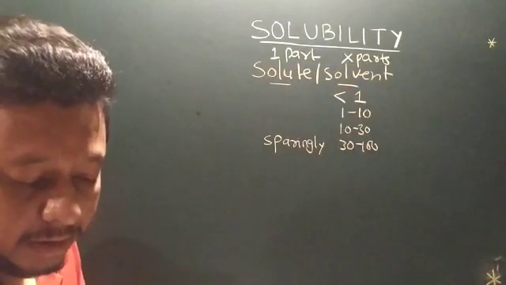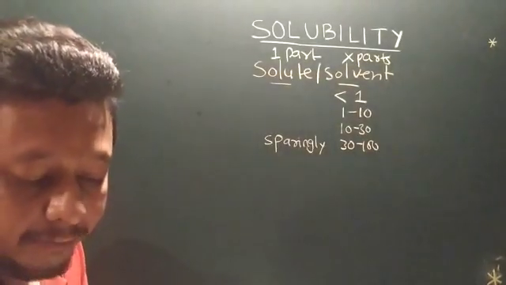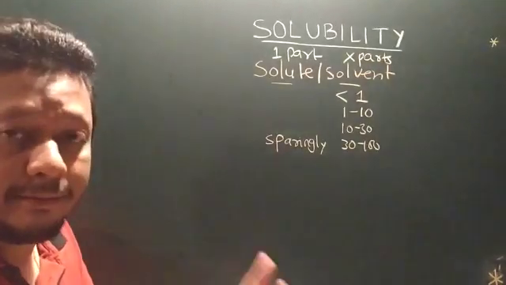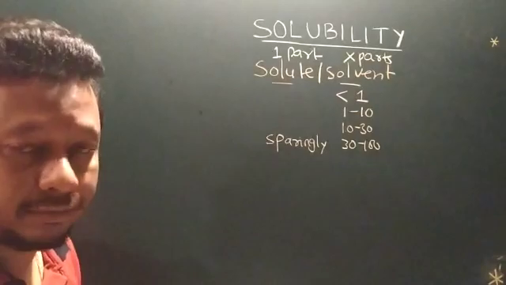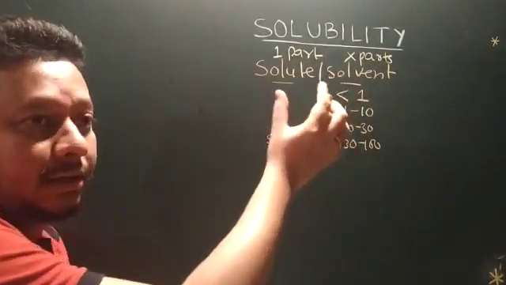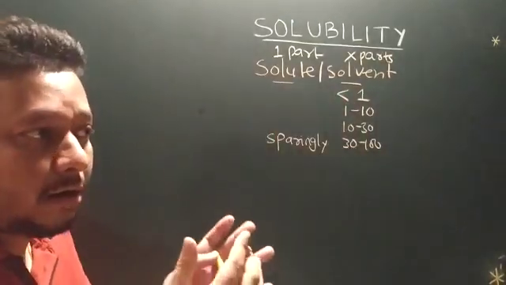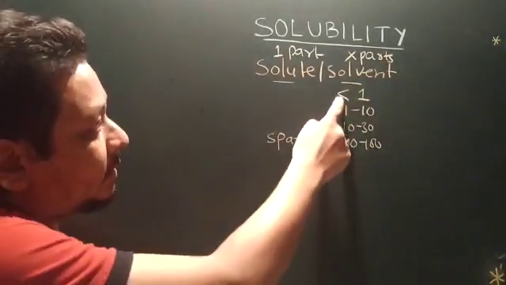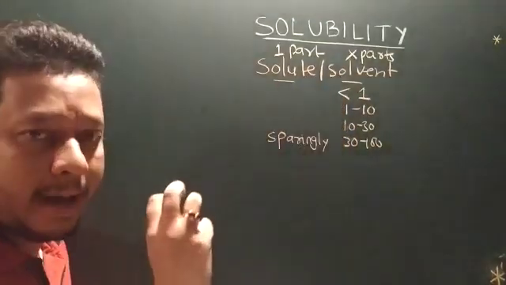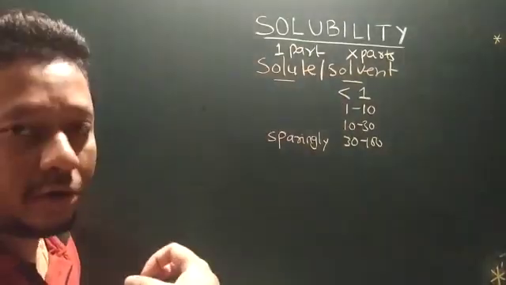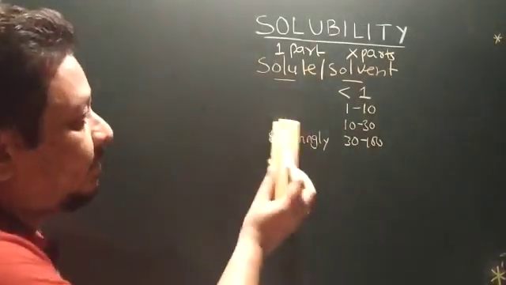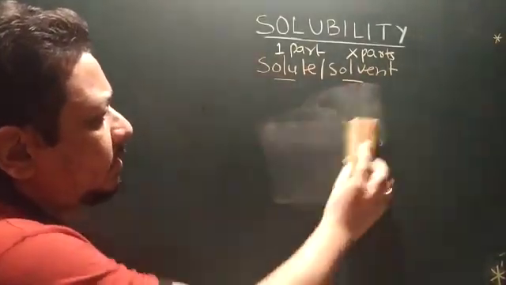So solubility can be determined by the balance of intermolecular force between solute and the solvent. You can refer to our earlier intermolecular force video. There is an interaction between solute and solvent, and that force actually governs their solubility. If less than 1 part is required, that means the solute and solvent are happily interacting and getting dissolved. That's why intermolecular forces play a very vital, important role in solubility.